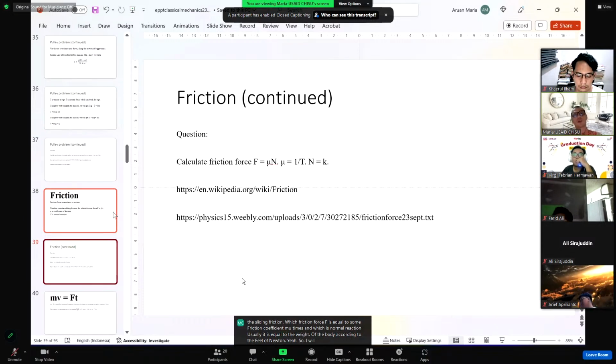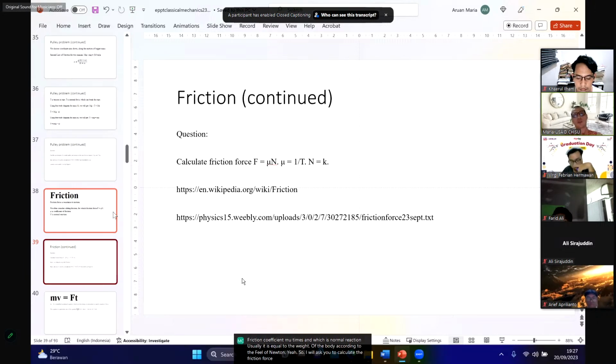I will ask you to calculate the friction force if you are given the friction coefficient mu through your student number and the normal reaction N through your student number. I give you the code for that. I hope that should be quite easy. We will probably get back to friction a little bit later. Any questions about friction?